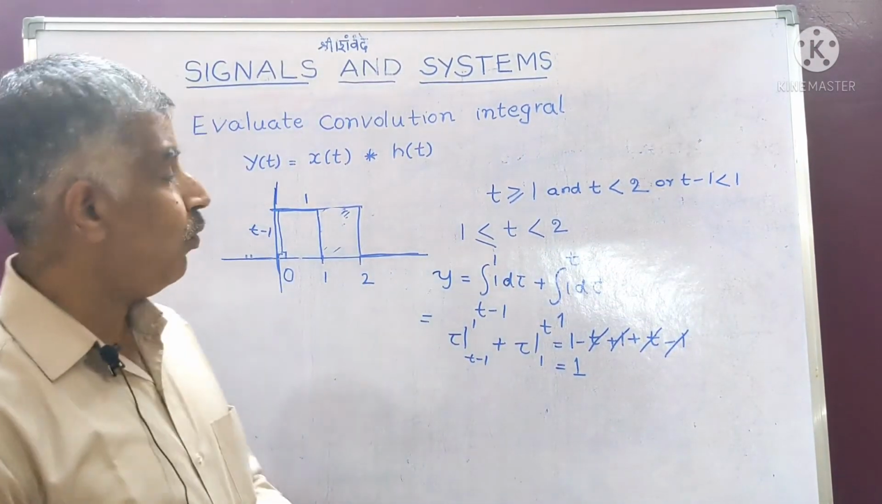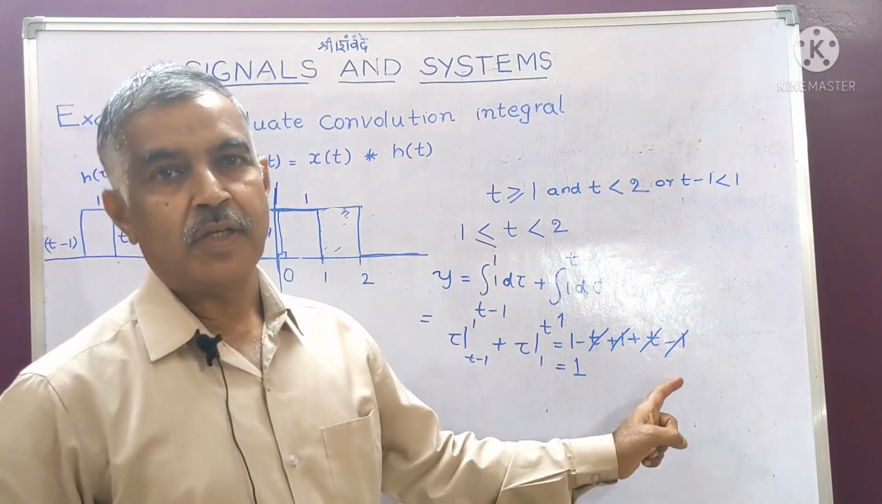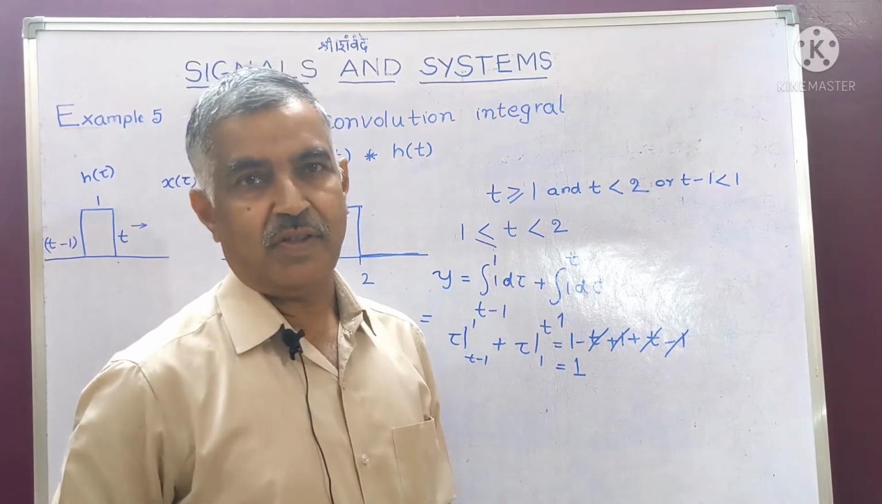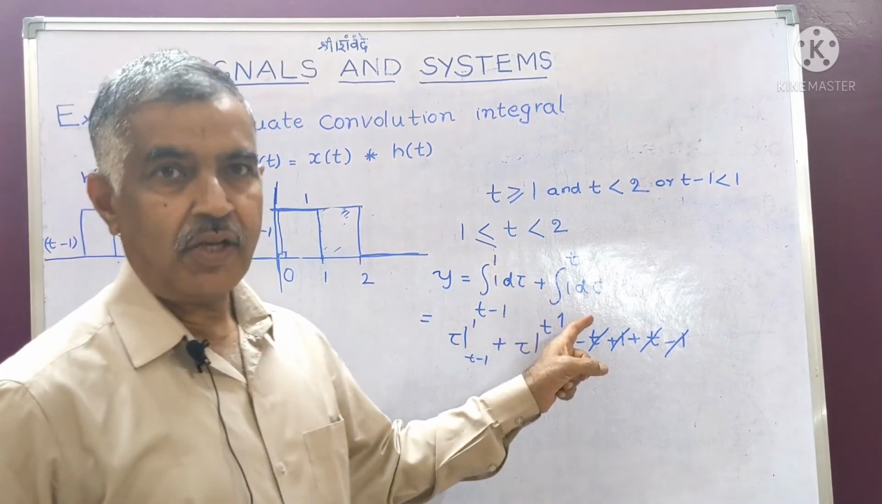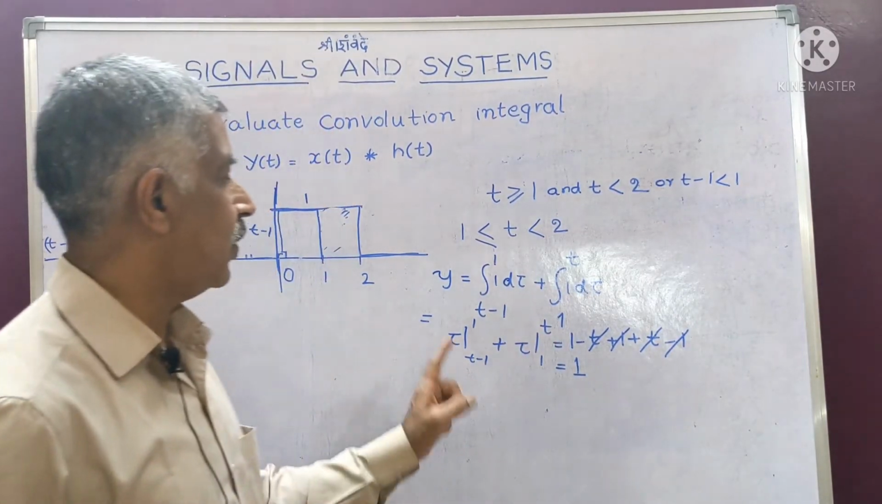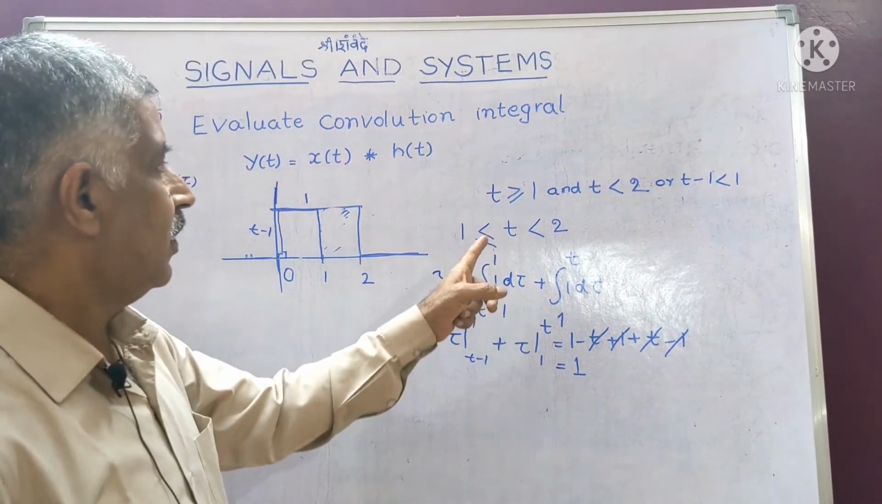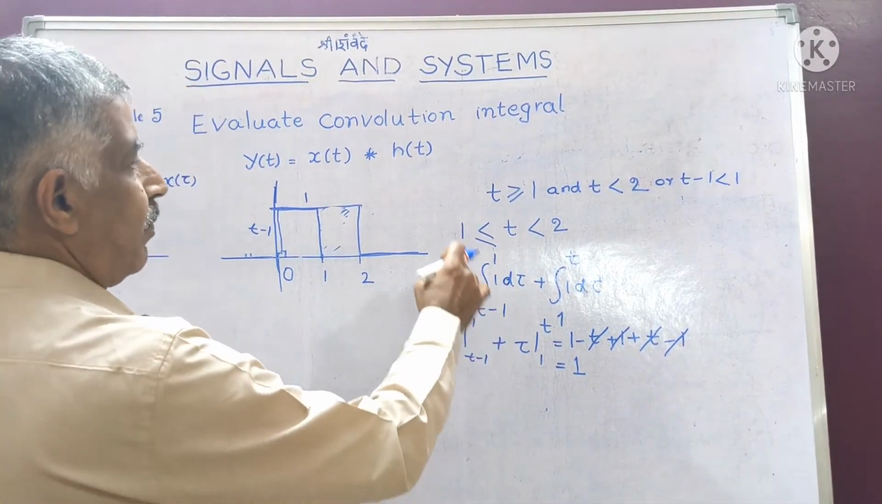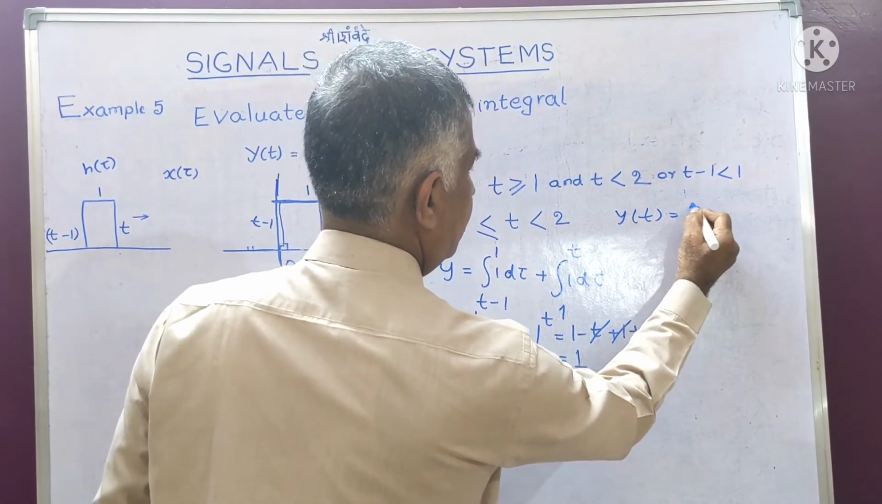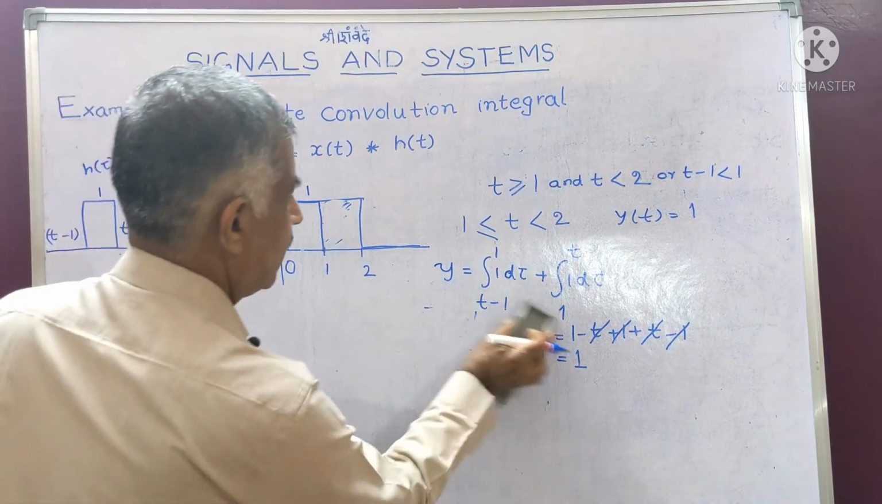Now, one thing, if you make a mistake here, then there will not be continuity for y of t. You cannot plot the graph. Only if it is correct can you join the graph. Otherwise, it is not possible to plot y of t. Between 1 and 2, y of t is 1.